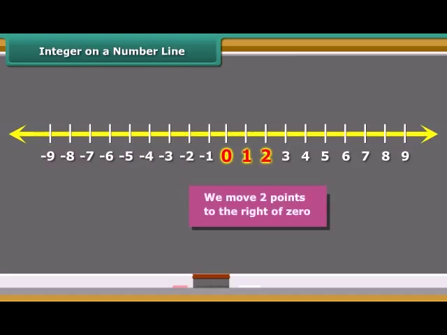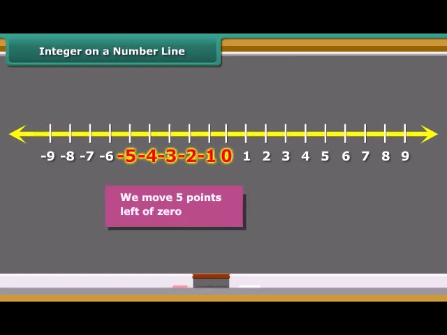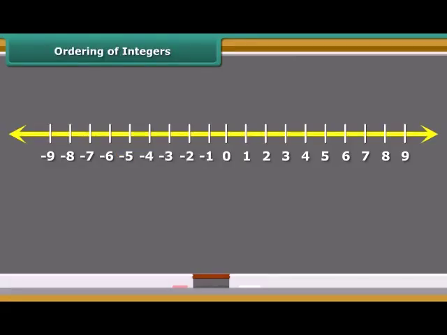Here, to mark +2 on the number line, we move 2 points to the right of 0. Similarly, to represent -5, we move 5 points left of 0. Let us again observe the integers which are represented on the number line.